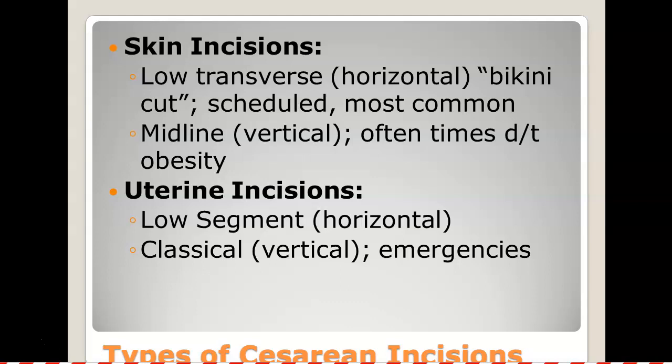Once they cut through the skin, they are now going to get to the uterus. The uterus can be cut in two different ways. A low segment is a horizontal cut on the uterus. Again, the most common cut. So the low transverse on the skin and the low segment on the uterus are your most common C-section cuts. And then the other kind of cut on the uterus is the classical or the vertical incision. This is only done in cases of extreme emergency where we have really sheer minutes to get the baby out.